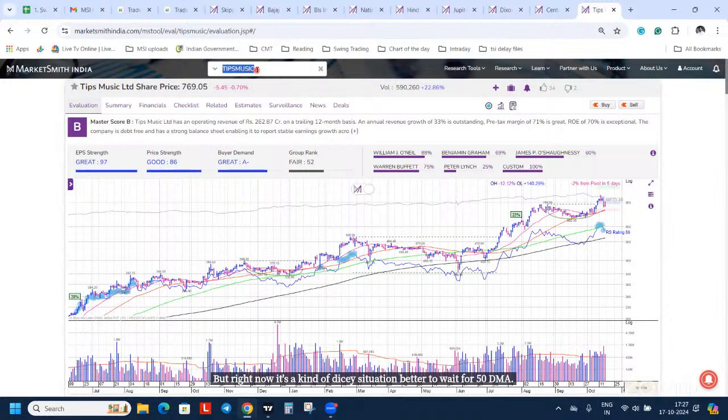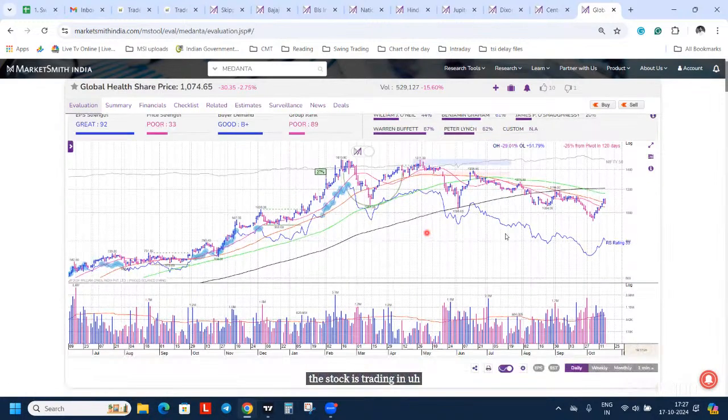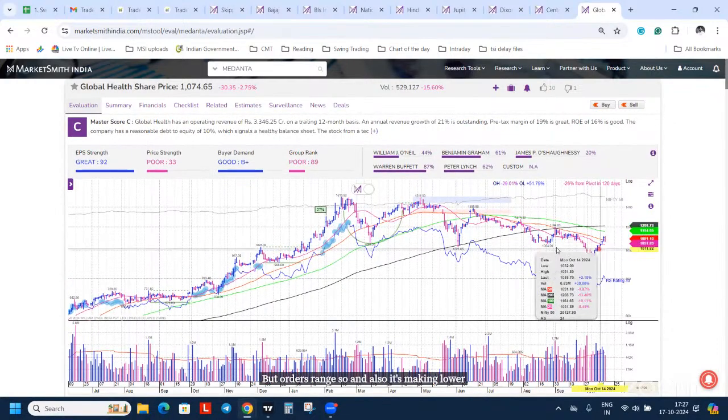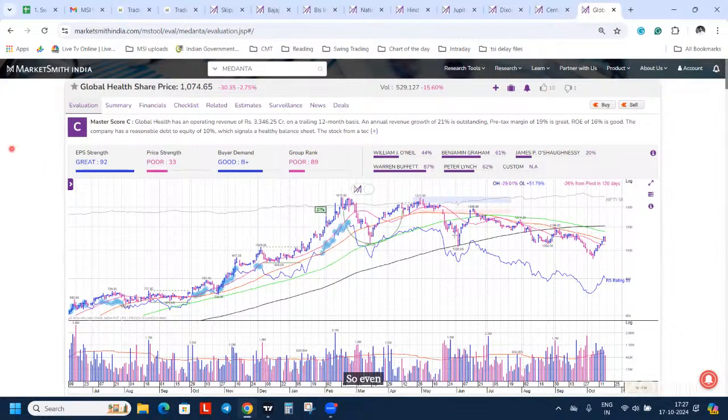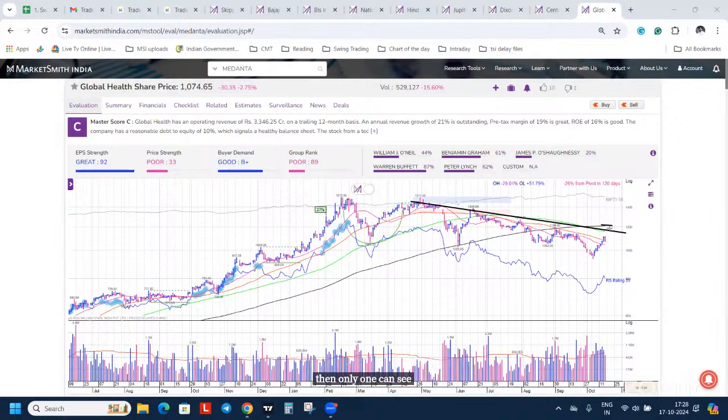Next one is Medanta. The stock is trading in a broader range, and it's also making a lower high, lower low price pattern. So if I draw a trend line from the higher levels, that comes somewhere around here. Once it crosses and holds above this trend line, or else one can wait for the 200 DMA, then only can one see some changes in this particular stock.